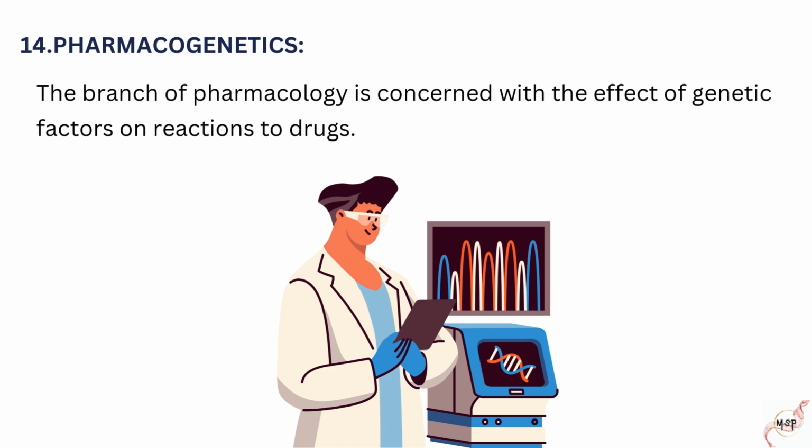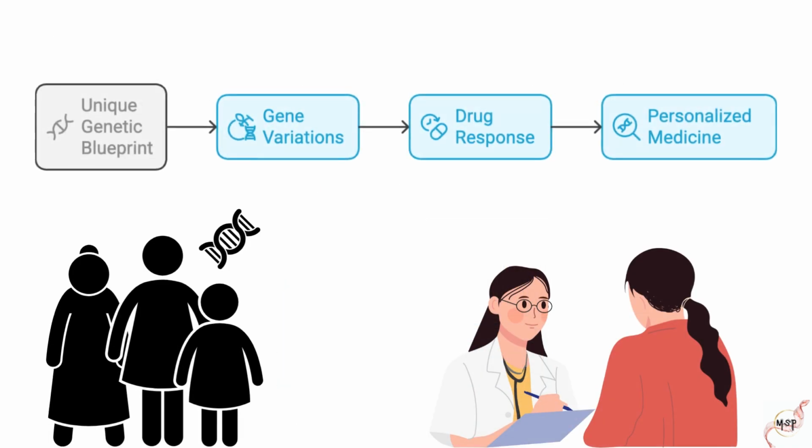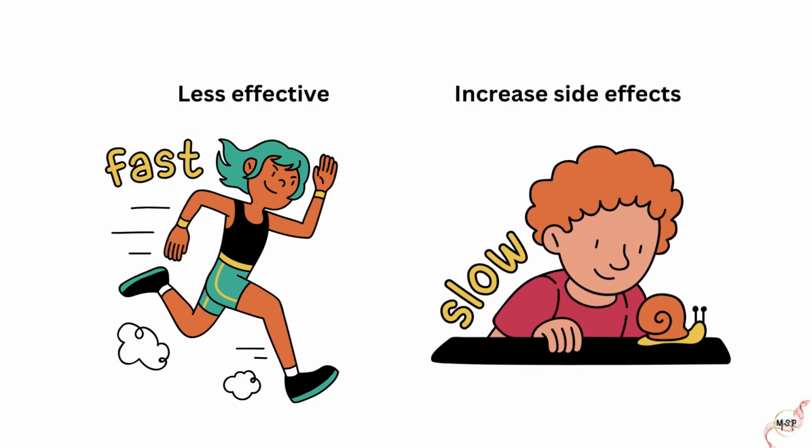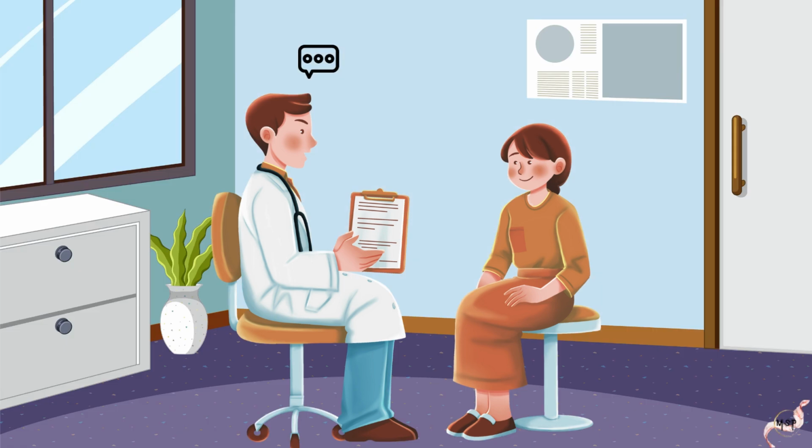Each of us has a unique genetic blueprint, and these genetic differences can affect how our body processes and responds to medications. Some people break down drugs too quickly, making them less effective, while others metabolize them too slowly, increasing the risk of side effects. Pharmacogenetics allows doctors to predict how a patient will react to a medication before prescribing it.